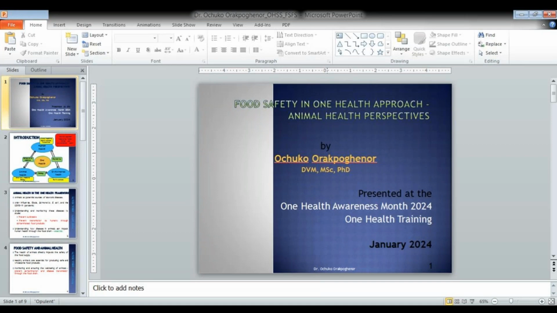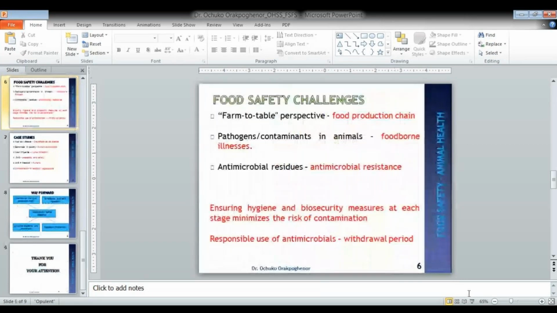Sorry, Professor, your presentation is not evolving. The screen is locked. It's on the organizing icon. Can you see my screen now? Yes, now yes. Thank you. Okay, sorry for the interruption.